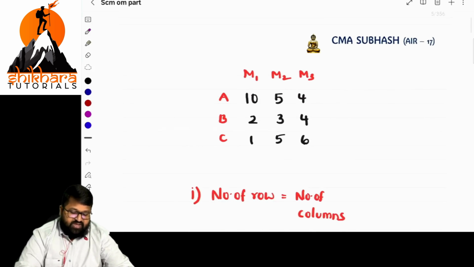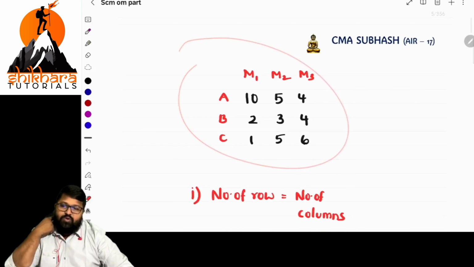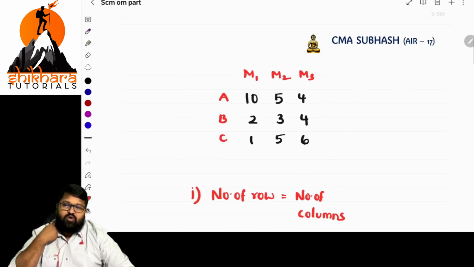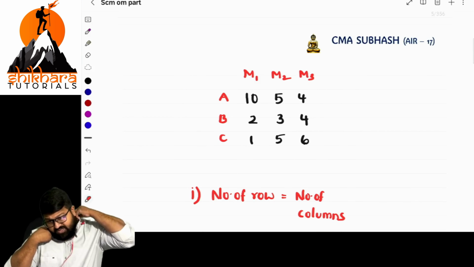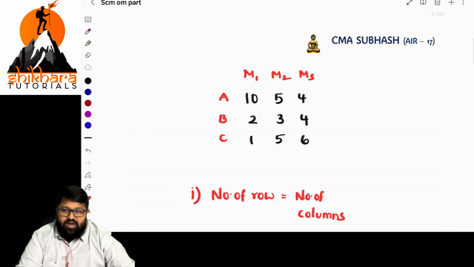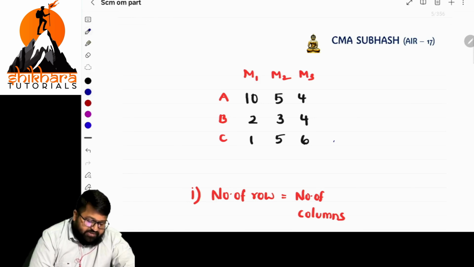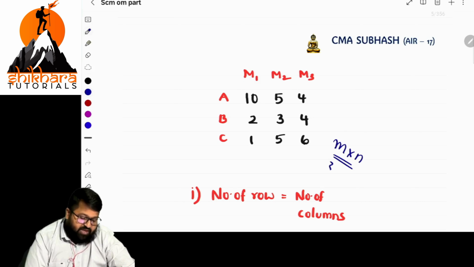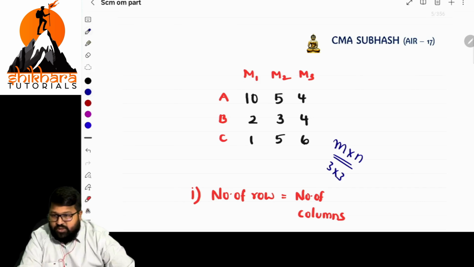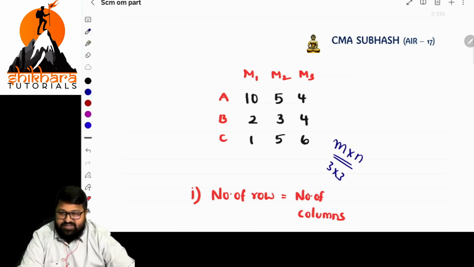Okay, so in this case, how many rows are there? 3 rows and 3 columns. The rows are represented with the letter M and columns are represented with the letter N. So normally we represent it in the form of M by N. It is not M into N, it is known as M by N. So nothing but a 3 by 3 matrix. It is not into, it's by, a 3 by 3 matrix. These are mathematical terms, normally not required for us.